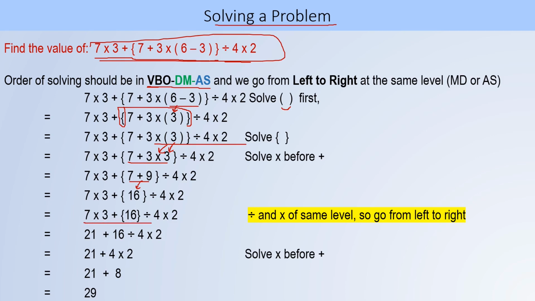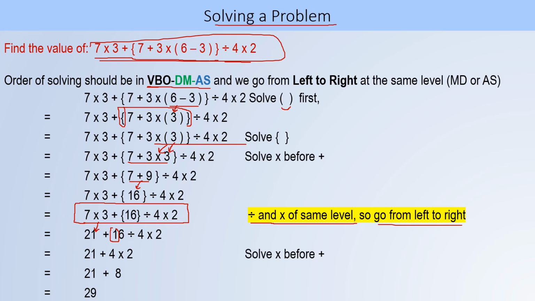Now you see, at this level we have condensed or resolved partly the given expression. We are left with 7 multiplied by 3 plus 16 divided by 4 multiplied by 2, and we know that division and multiplication are at the same level. So we will now go from left to right, solving the multiplication and division first. Again, this addition is there, but this addition is at the next level. So we have to solve the division and the multiplication first.